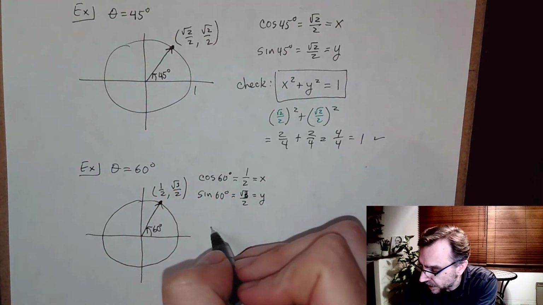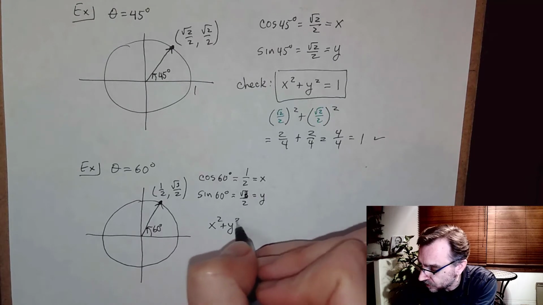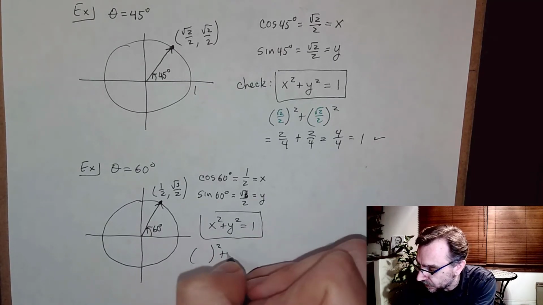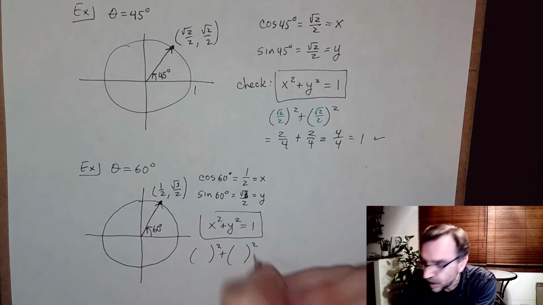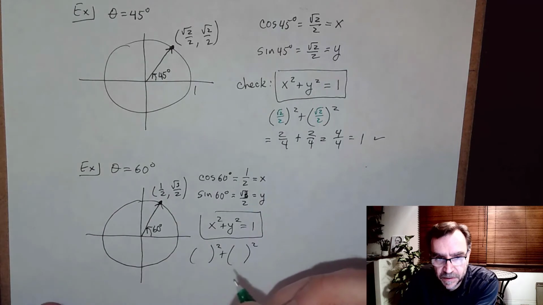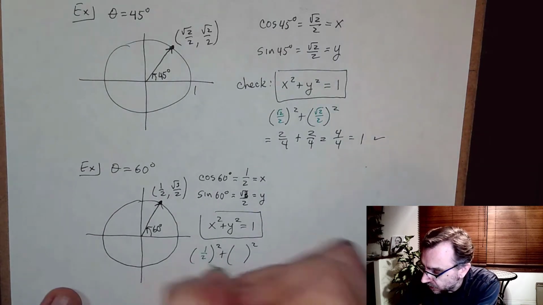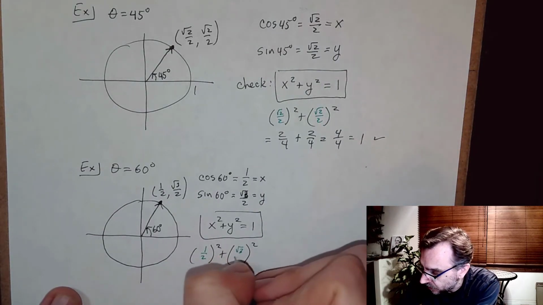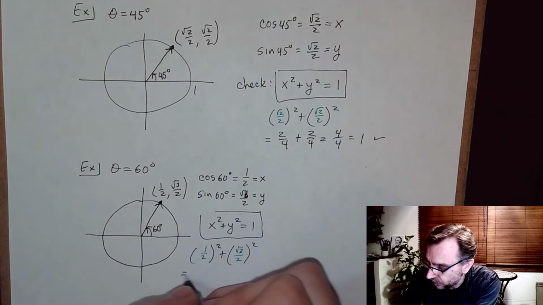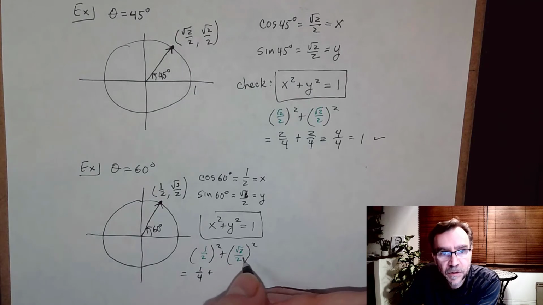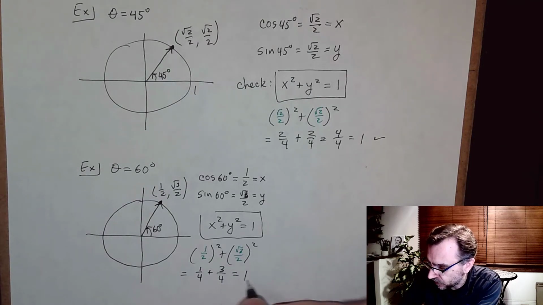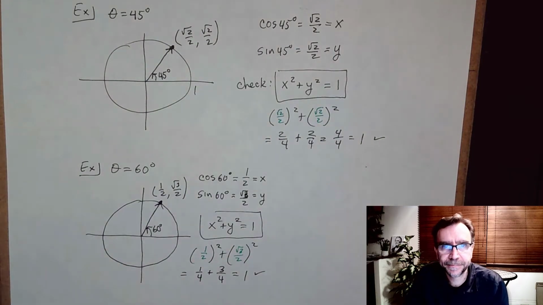And again, you can test that, make sure it works. So x squared plus y squared had better equal 1. And when we substitute those values in, right, this time, we'll put in for x 1/2, and we'll put in for y square root of 3 over 2. Squaring 1/2, we get 1/4. And then squaring square root of 3 over 2, we'll get 3/4. And 1/4 plus 3/4 is 1, and it does check out.